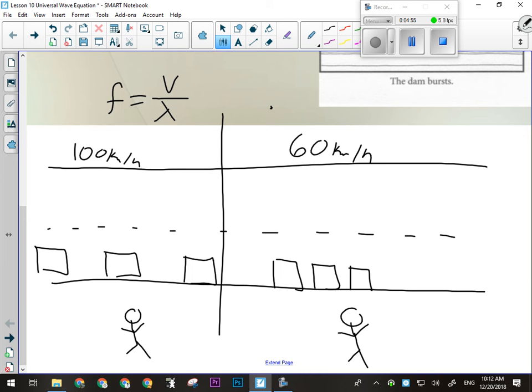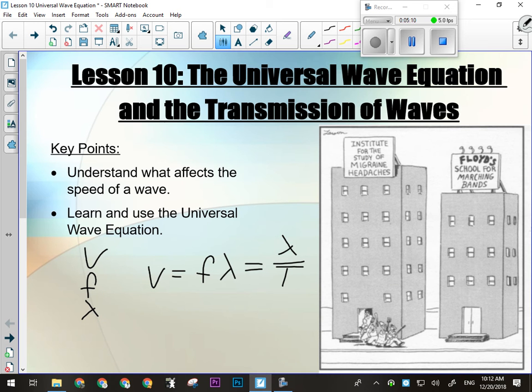But some of the contexts can be confusing if we don't read or interpret them correctly. So there's a lot of visual interpretation that goes into solving universal wave equation problems. That's what we're going to look at today. So what affects the speed of a wave? That's one of the things we're going to talk about, and then using the universal wave equation, we'll go over some example problems and things of that nature.